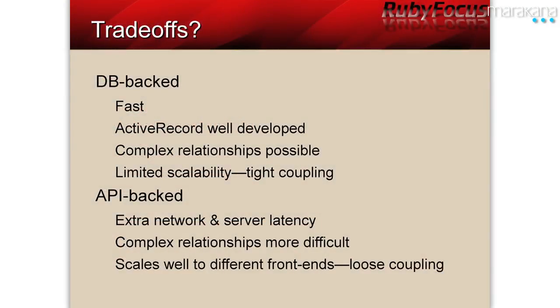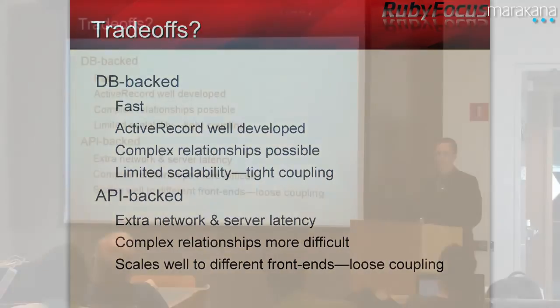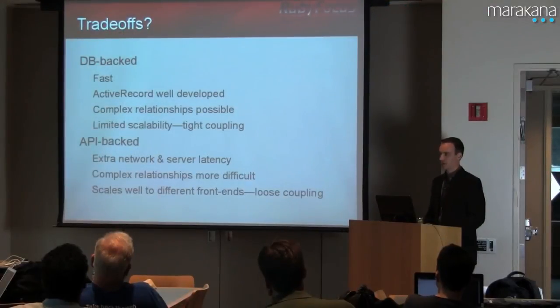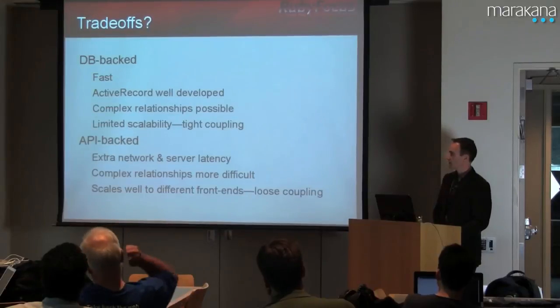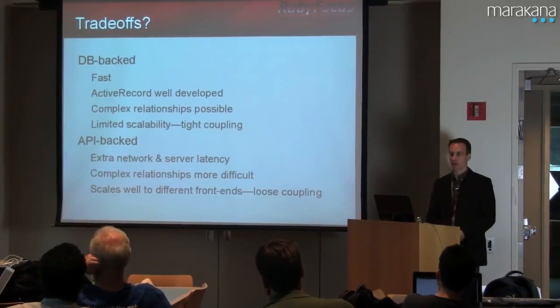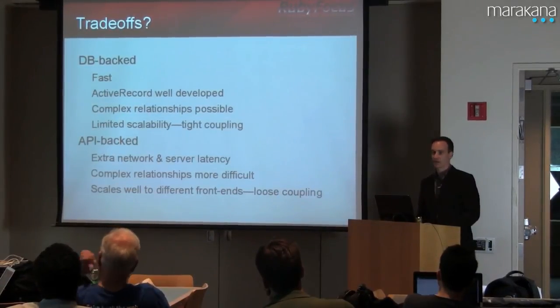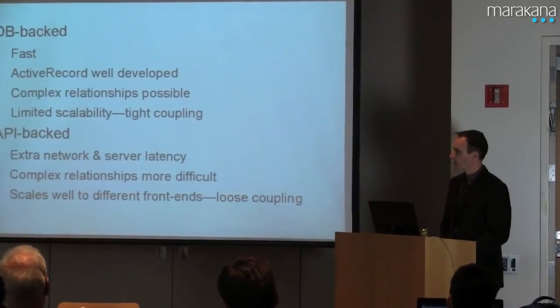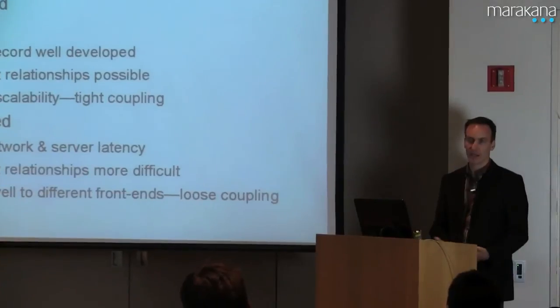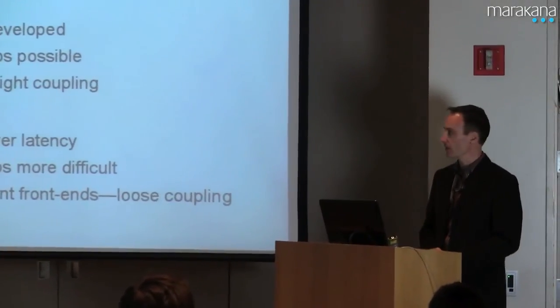The database-backed one is fast. ActiveRecord is extremely well developed. It is a super well fleshed out ORM layer that does a lot of stuff really, really fluidly and intuitively and easily. Complex relationships are easily possible. Complex relationships are the hallmark of relational databases. They do it well through join tables and indices and stuff like that. And ActiveRecord maps it really well.